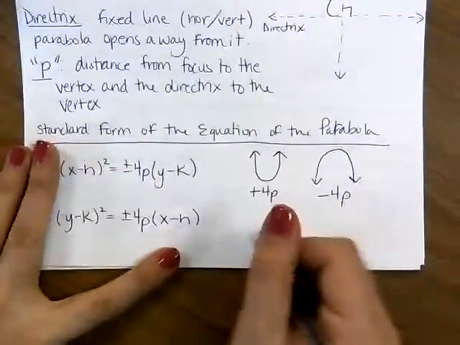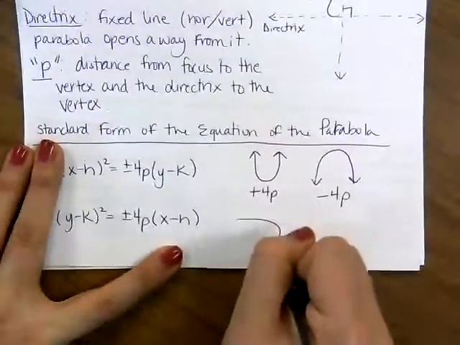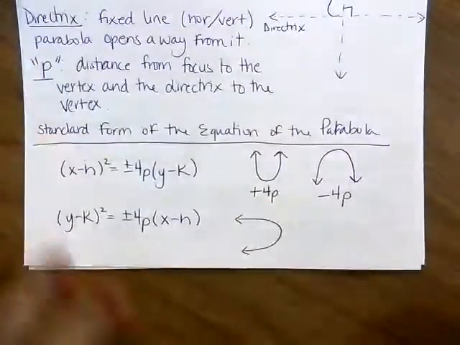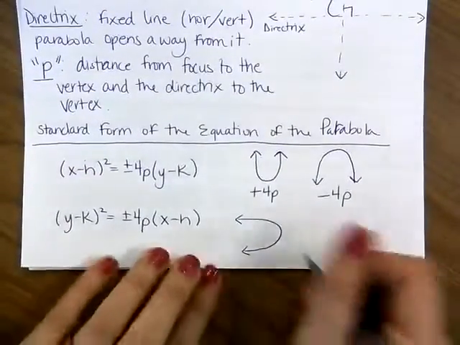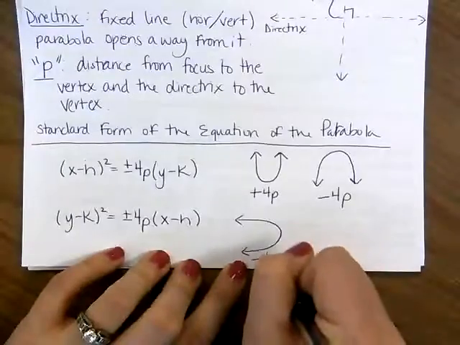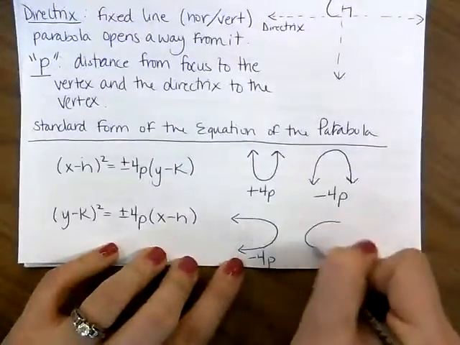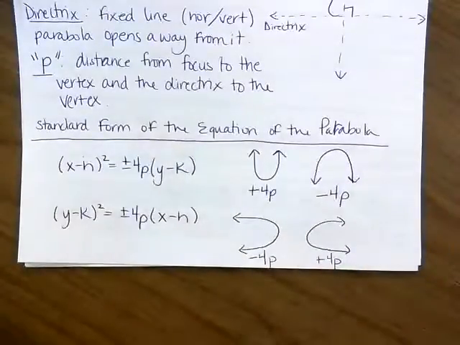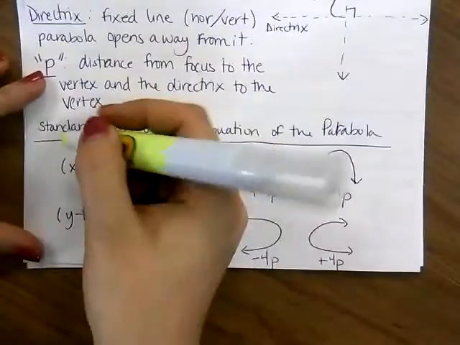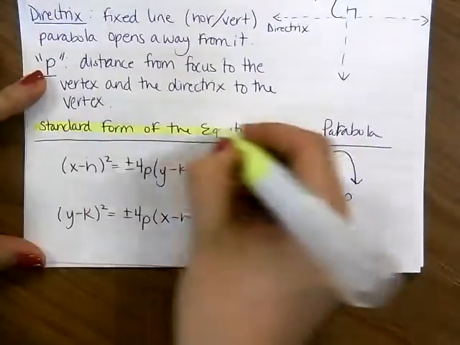Now, when you have a y squared term, this is going to be a horizontal parabola. All the pieces are still true. There's still the focus, directrix, distance of p, all of that stuff. It's just the parabola points sideways. This would be in the case of a negative 4p, and then it would point to the right in the case of a positive 4p. You have to memorize these formulas.